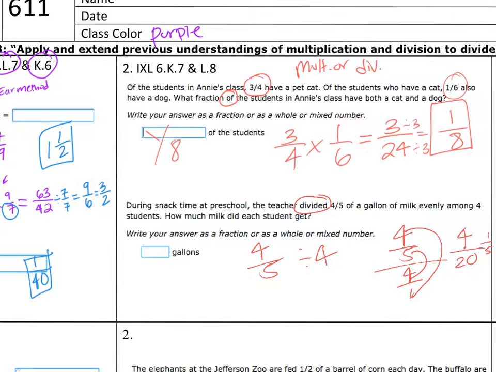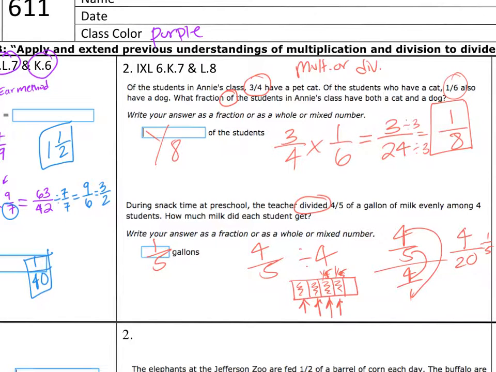1/5. Another way you could have thought of this is draw a picture. If you have 4/5, 1, 2, 3, 4. You have 1, 2, 3, 4/5, and you're dividing that into 4 students. Each student gets a 1/4. You can just see right there, each student gets 1/4. Or I guess you could say a 1/5. Each student gets 1/5. I'm sorry, 1/5. So the answer is 1/5 gallons.